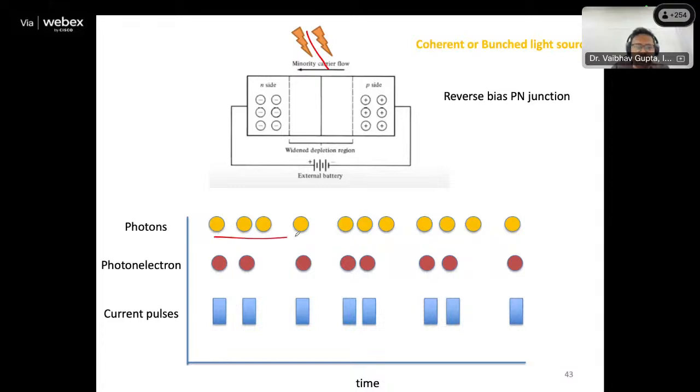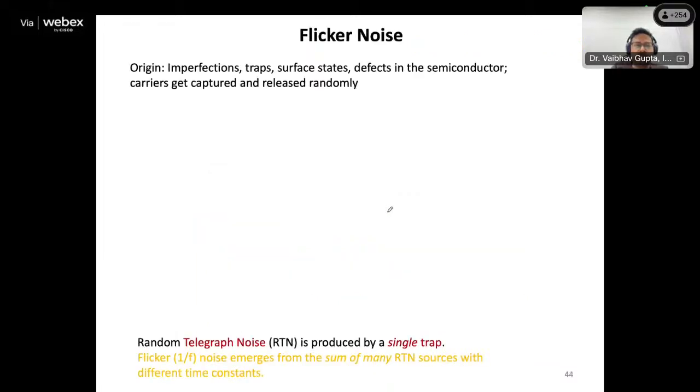Whatever distribution is present in the light, roughly the same distribution you will find in your current pulses. So if it is a bunch light following Poissonian statistics, the same statistics and variation you will see in your current pulses. That is the main crux of shot noise, and it is a white noise which follows a Poissonian statistics. Thermal noise is also a white noise, not dependent on frequency, and it follows a Gaussian distribution.